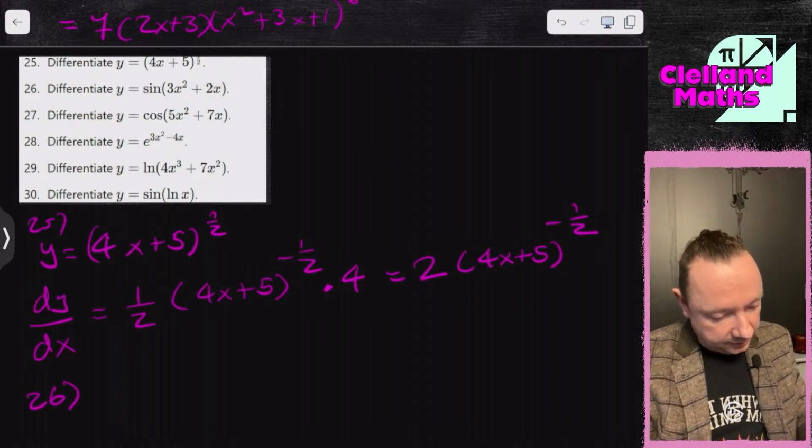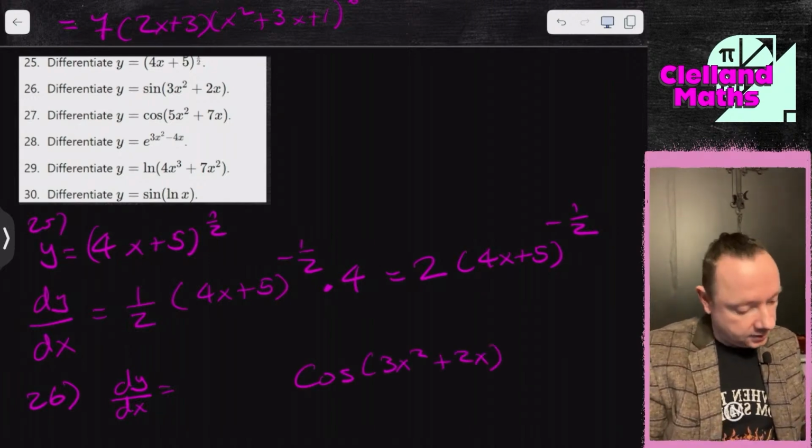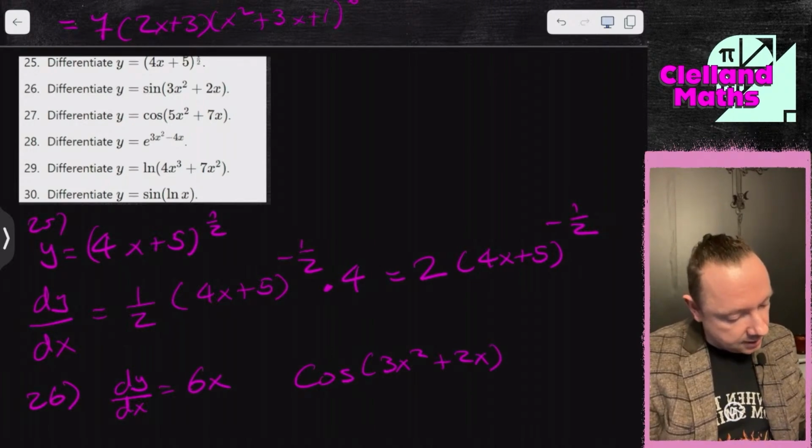Oh, sine. Okay, the dy by dx, start of the exam paper tells me is cos. So I'm going to leave a big space at the front here. 3x squared plus 2x. And now I need to differentiate 3x squared plus 2x. Well, 2 3s is 6x. And 2x becomes 2, all in brackets, and I'm done.